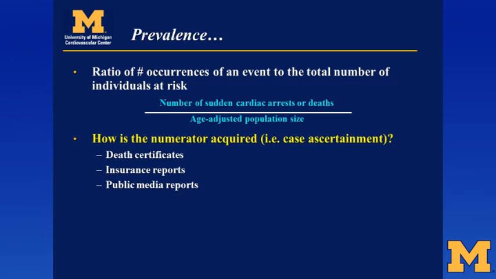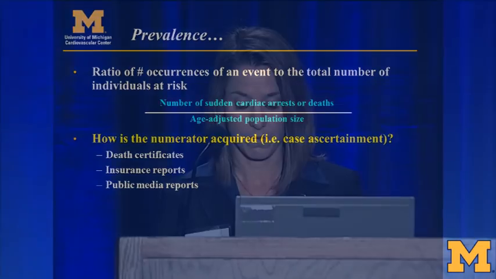So in this case, it's the number of sudden cardiac arrests or deaths that occur over a certain time interval divided by the size of an age-adjusted population. So that sounds pretty simple. The problem is, how do we identify the cases? And the numerator is acquired through a number of methods, many of which are not perfectly accurate and are likely going to underestimate the absolute number of cardiac arrests or deaths.